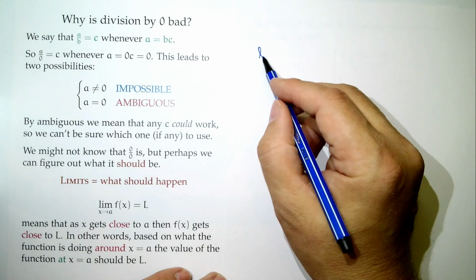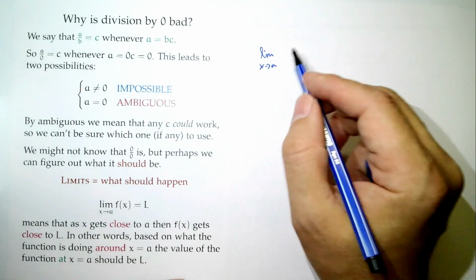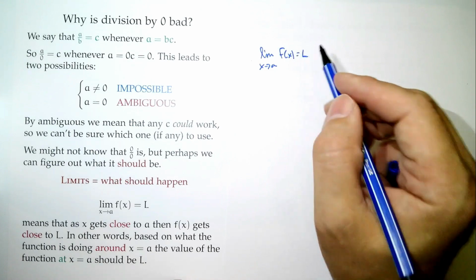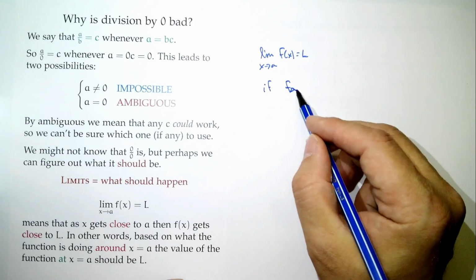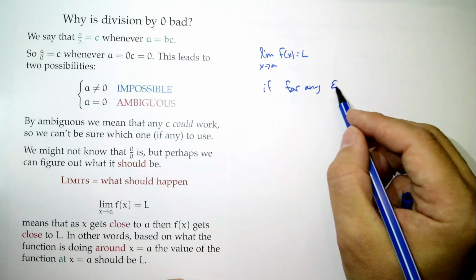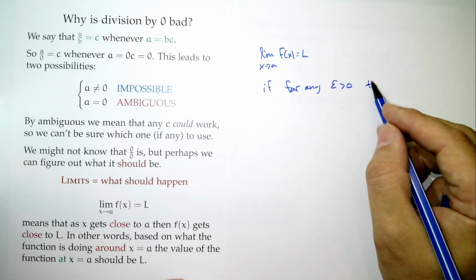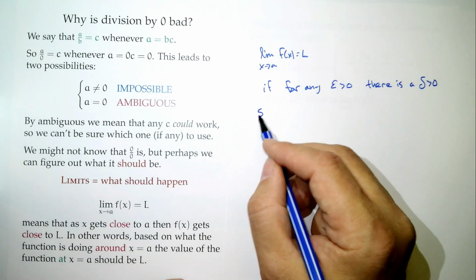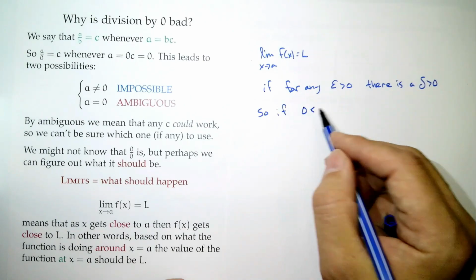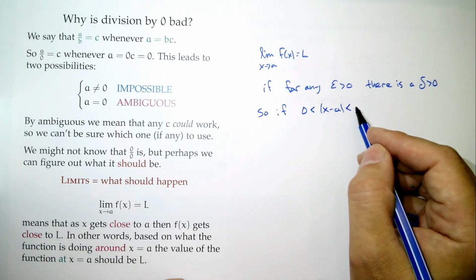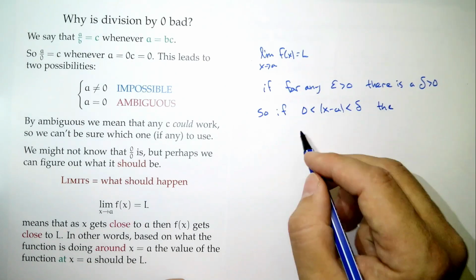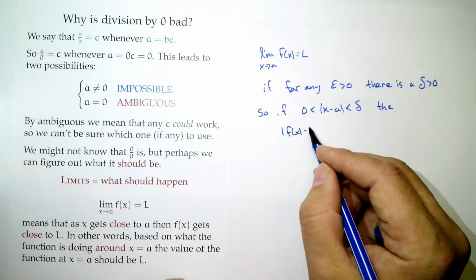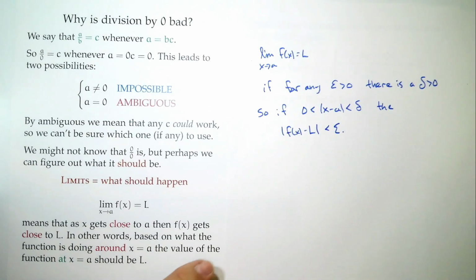You said that the limit as x goes to a of f of x equals L if for any, oh, this is the fun stuff, epsilon greater than 0, there is a delta greater than 0, so that if 0 is less than |x minus a| less than delta, then the absolute value of f of x minus L is less than epsilon. The good news is we don't do this definition. But it's good to see it.